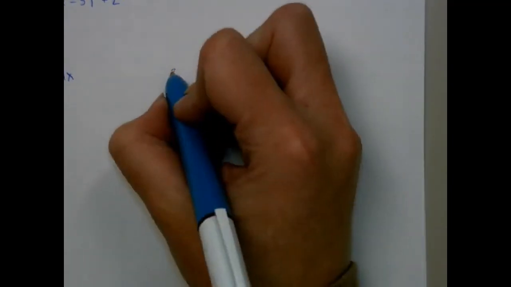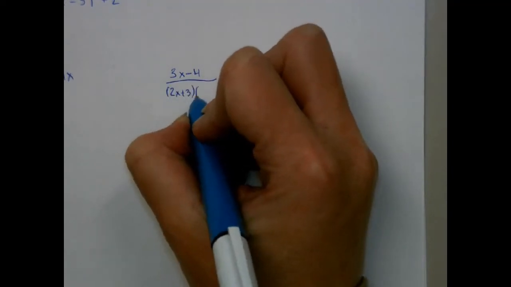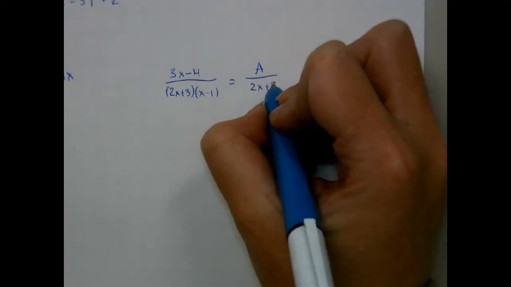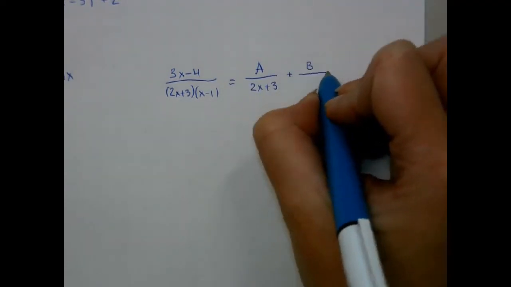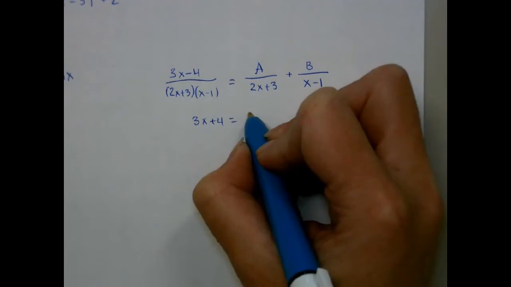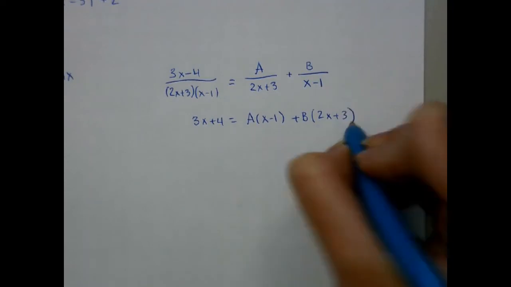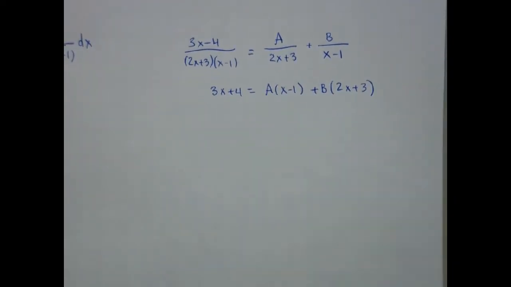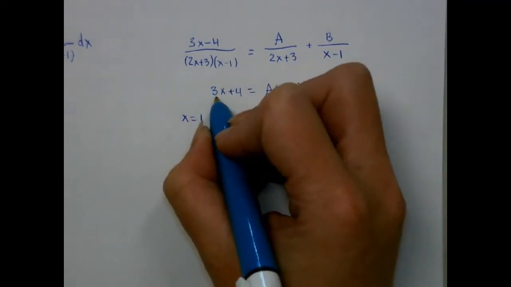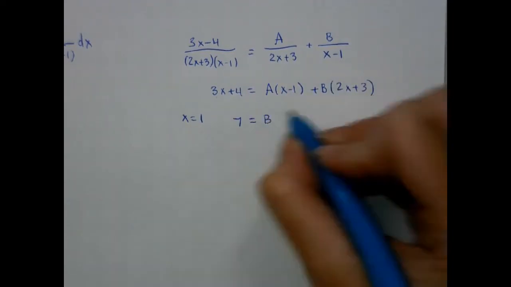So (3x minus 4) over (2x plus 3)(x minus 1) is equal to A over 2x plus 3 plus B over x minus 1. So 3x minus 4 equals A times (x minus 1) plus B times (2x plus 3). Then we pick our values of x. So if I let x equal 1, then we have 3 times 1 plus 4 is 7. That goes away. B times 2 times 1 plus 3 is 5.